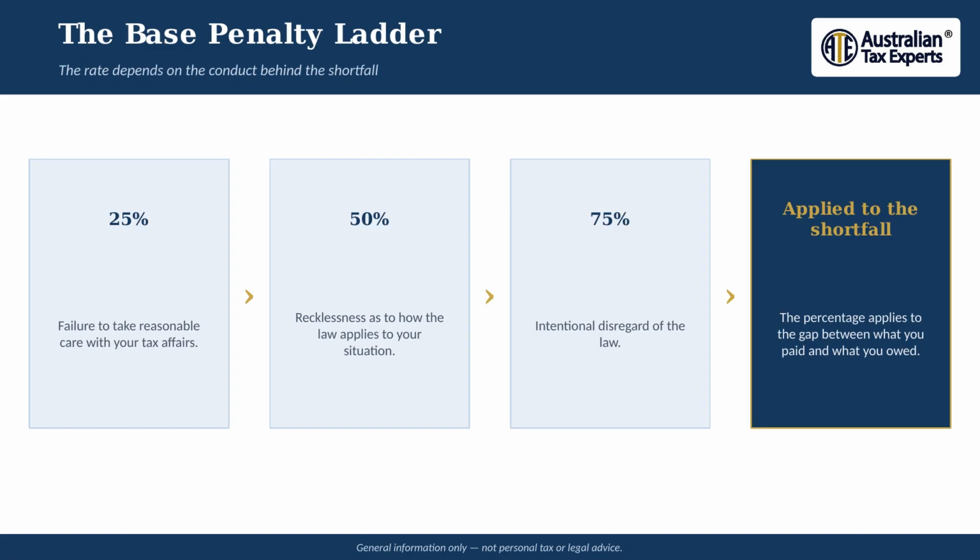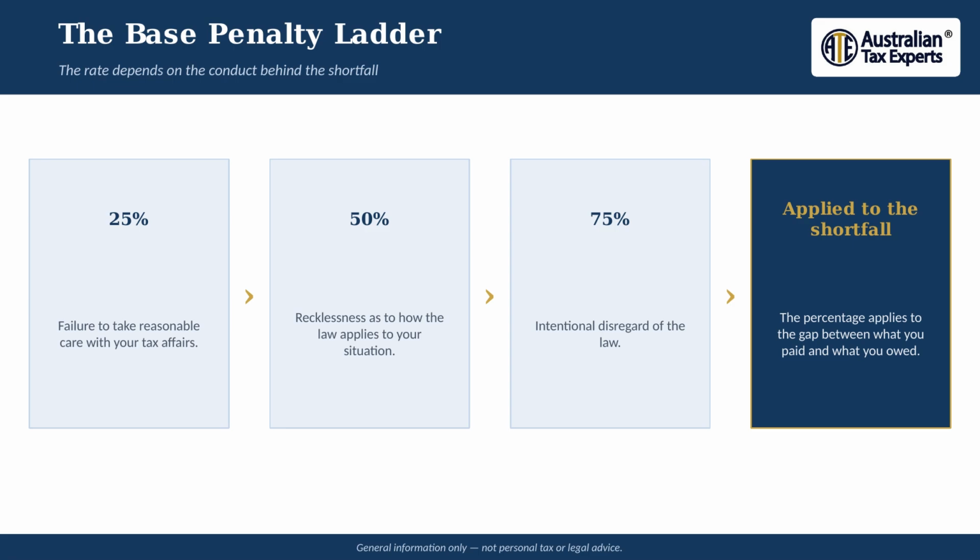So how big is the penalty? It starts with a ladder, and your conduct decides the rung. 25% of the shortfall, where the ATO considers you failed to take reasonable care. The honest but careless taxpayer. 50%, where you were reckless, where you saw the risk, or should have, and pressed on anyway. And 75% for intentional disregard, where the law was known and ignored.